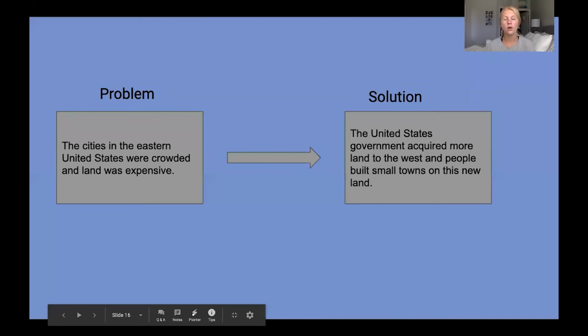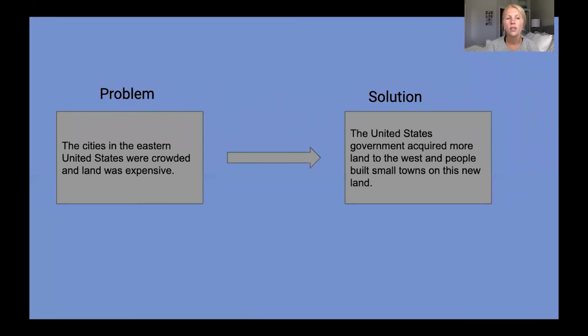Going over our graphic organizer for that text, the problem, which was stated with a clue word, our clue word being "problem," was the cities in the eastern United States were crowded and land was expensive. The solution, which was listed in the text as well, with the clue word "solution" in front of it. So we should have been able to quickly find that in our text.